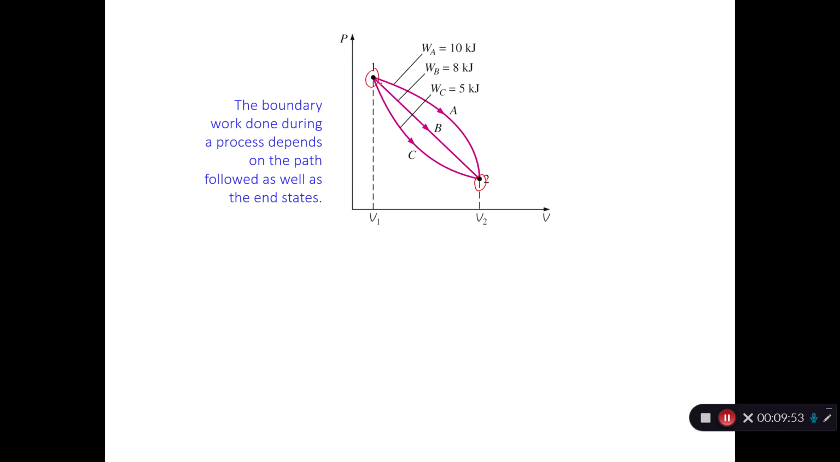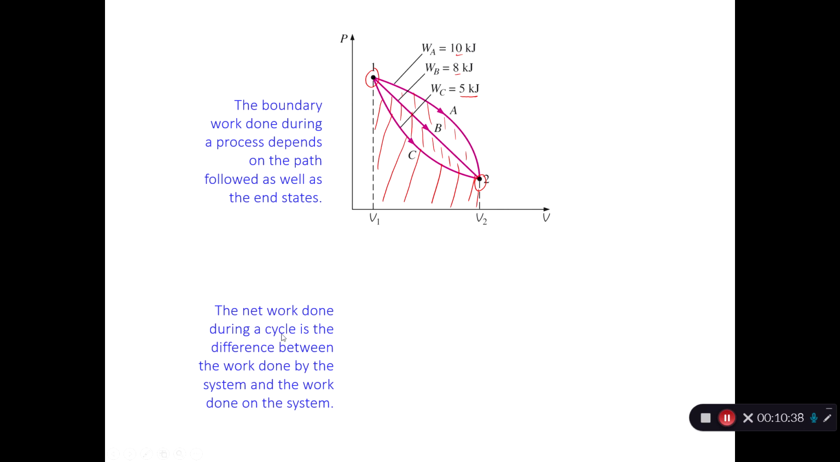But because boundary work is area under the curve, obviously for path C, this will be the area, the smallest area. So that's why the work is the smallest here. If you consider path B, you have to add whatever work you get here with this region. Let's say 8. And then for A, again, even more. You get 10 kilojoules. So boundary work depends on the path, not only the initial and final state. So you have to see, is the process happening at constant pressure or constant temperature? What is happening? We have to know that.